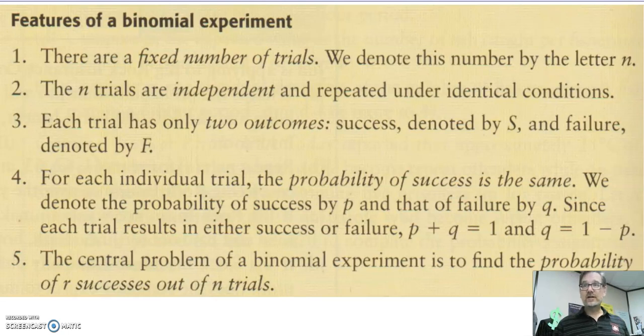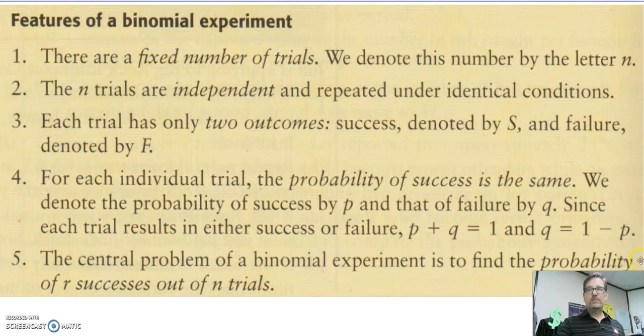Every time we do a trial, they are independent and they are repeated under identical conditions. So every spin of the wheel has an equal chance of winning. Each trial, every time I spin the wheel, will only have 2 outcomes. We'll either have an S, which we're going to say is a success, or an F, a failure. Success doesn't necessarily mean something good happened. It just was what I was looking for. F is something bad. It just means what I wanted to happen did not happen.